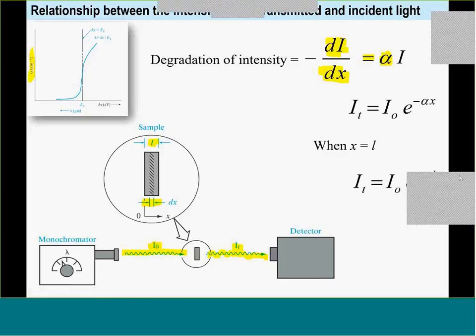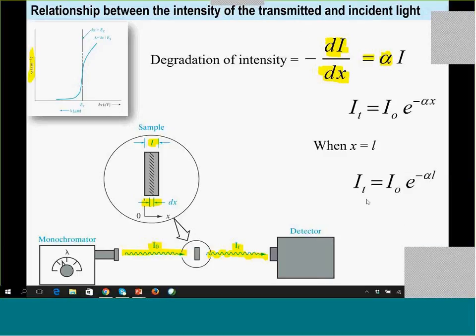So I sub T, the intensity of the transmitted light, is equal to the incident intensity multiplied by a factor of e to the power of negative alpha L. And shortly we are going to use this equation in order to find how much of the incident energy has been absorbed by our sample.